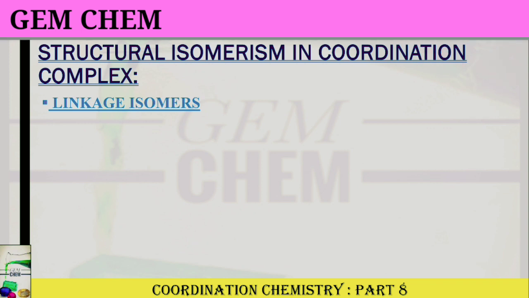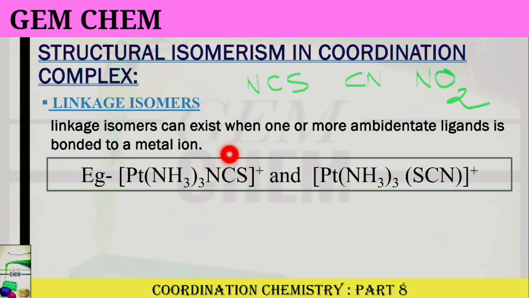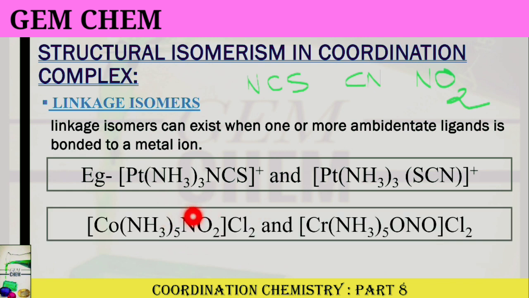The ambidentate ligands are as follows, like NCS, thiocyanate, or you have cyanide, or you have nitro. So these are certain examples. We can say that these exist when one or more ambidentate ligands are bonded to the metal ion, and an example of this is, you can see here, NCS where N is the connection, whereas in SCN, sulfur is the connection. We have already seen the nomenclature of ambidentate ligands also, so this will be helpful for you. Now we can see another example where the nitro group is present and here the nitrito group is present. So these are the two types of ambidentate ligand and they show linkage isomers.